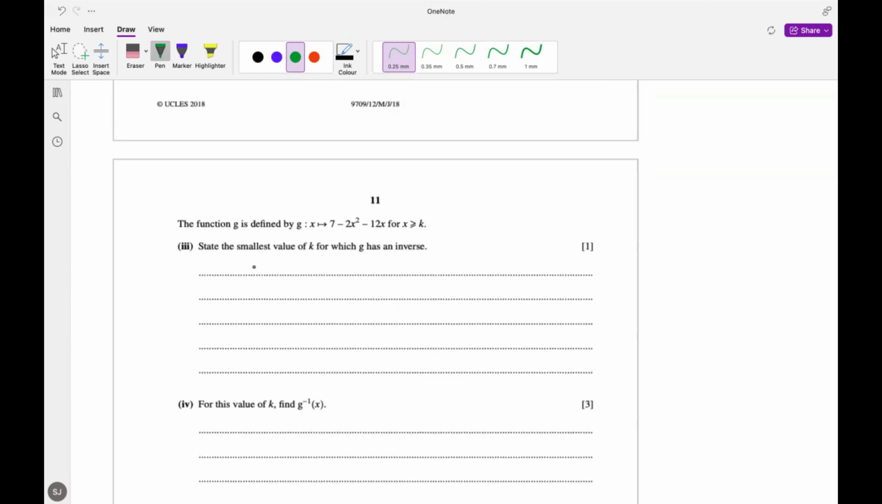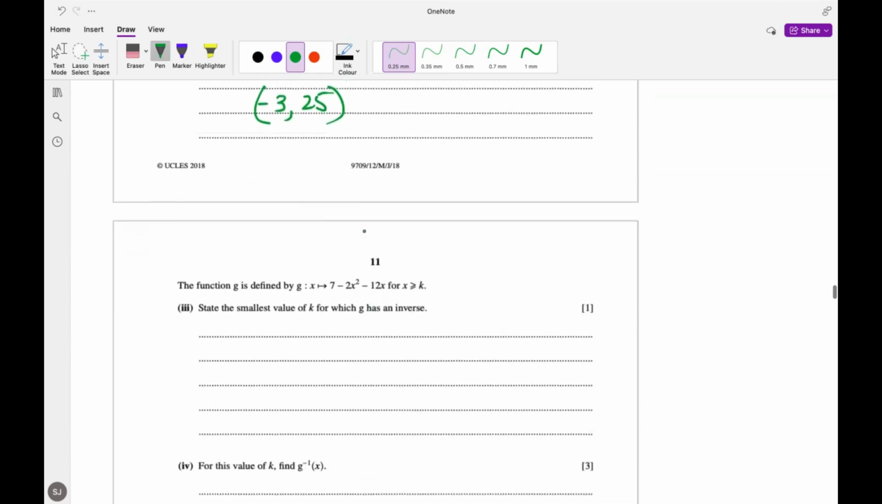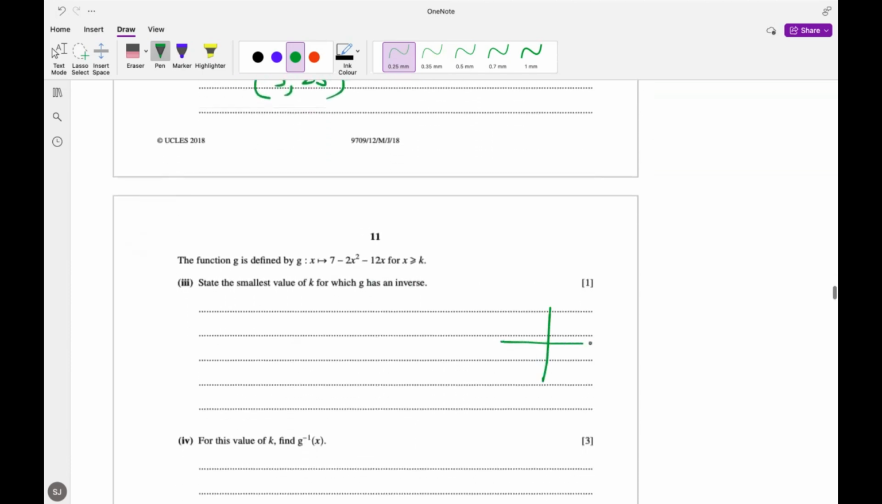In part 3, we have to state the smallest value of k for which g has an inverse. Now g is a function 7 minus 2x squared minus 12x, and x is greater than or equal to k. Now for any function to have an inverse, it must be a one-to-one function. We already know that the turning point for this function is minus 3 and 25. So x is minus 3 and y is 25.